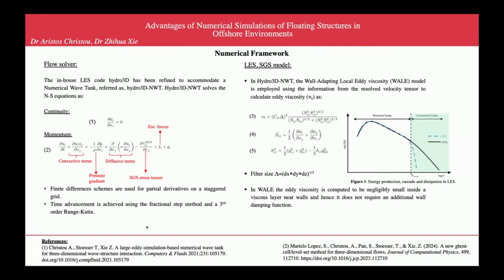In this code, in this numerical wave tank, we use the Navier-Stokes equations, the spatial filter, viscous and unsteady Navier-Stokes equation, where partial derivatives are decomposed based on finite difference scheme on a staggered Cartesian uniform grid, and then Runge-Kutta is used to do the time advancement and calculate the velocity and pressure field in each time step.